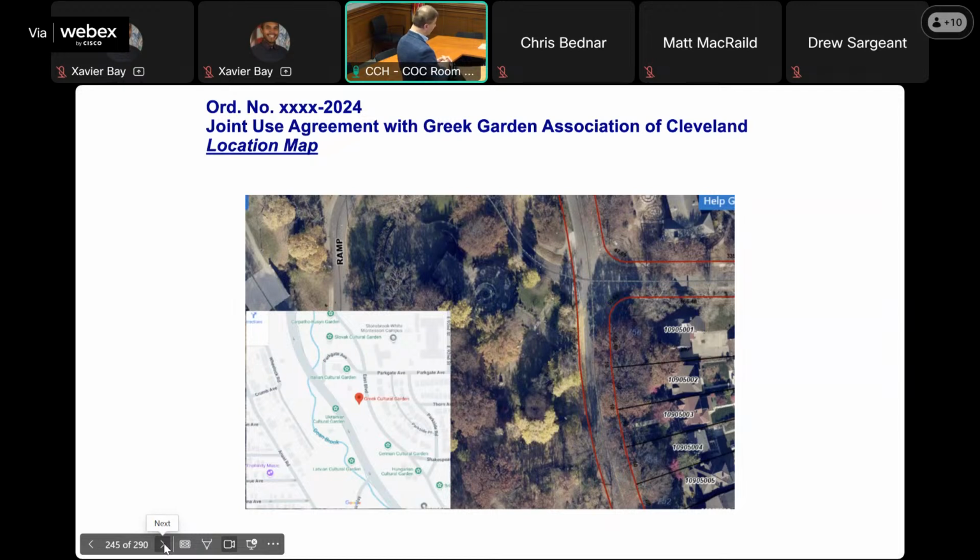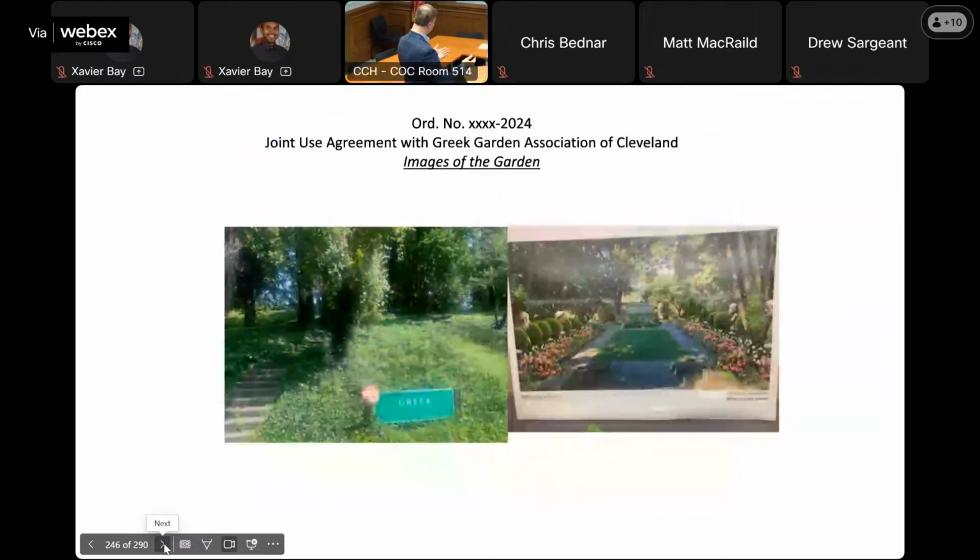Joint use agreement that we are requesting, Madam Chair, members of the committee, would simply allow the cultural garden to install this and allow construction to happen. And we, of course, work with the city on all permitting and everything we need to do.